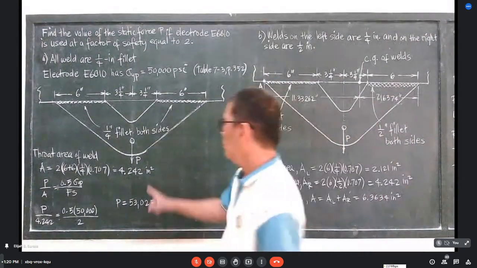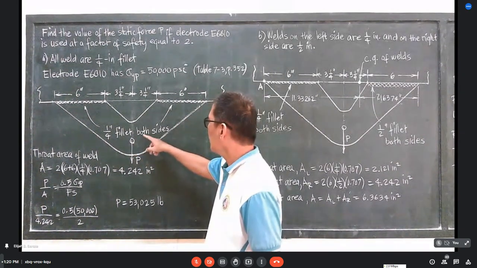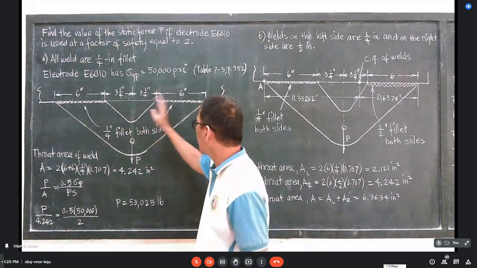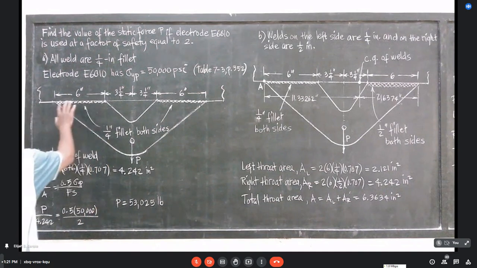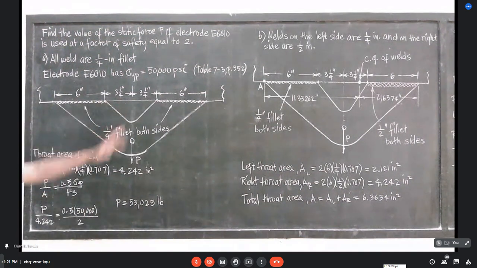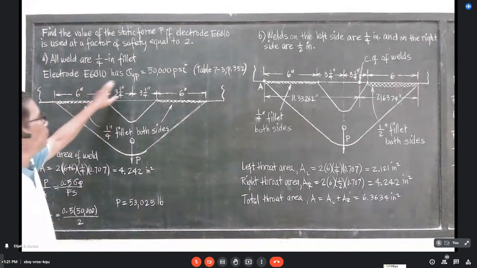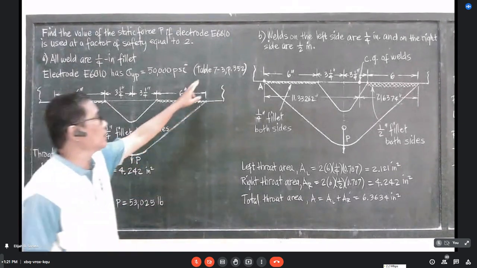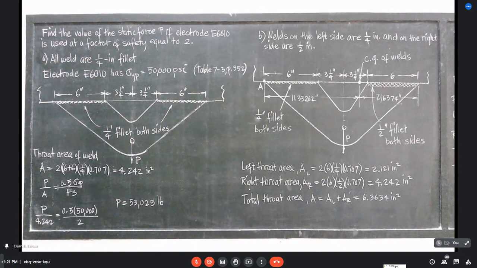Okay, so you have your P, which is acting on the centroid because it is symmetrical, left and right side. P is acting on the centroid of the group weld. Now we use an electrode of 6010. The yield strength is 50,000 psi. You will find that in table 7-3 on page 350. All of these are 1/4 inch fillet.